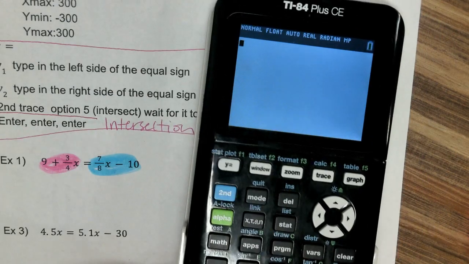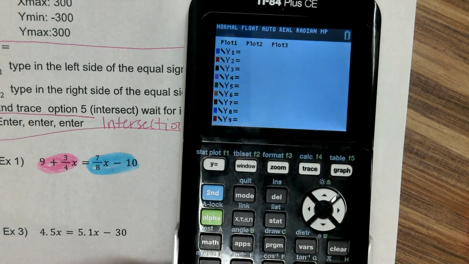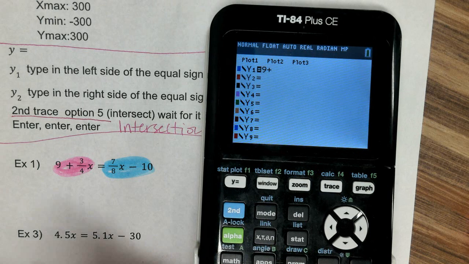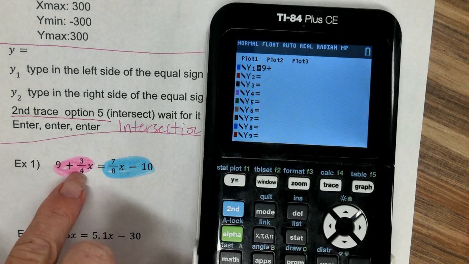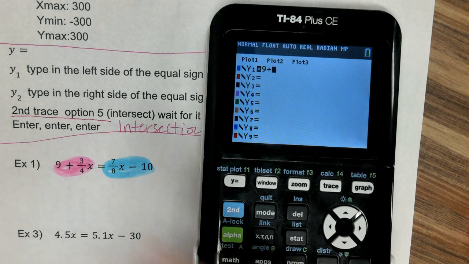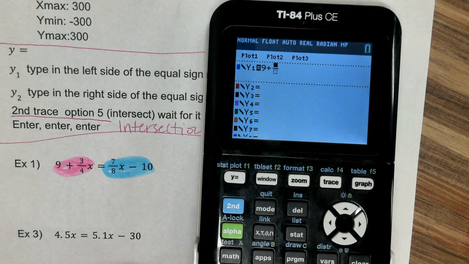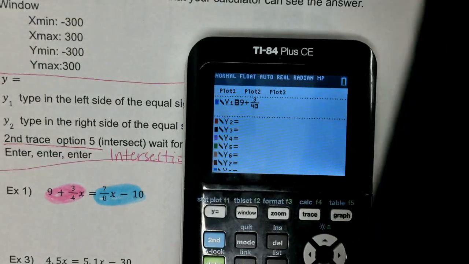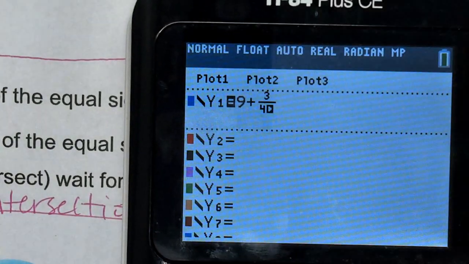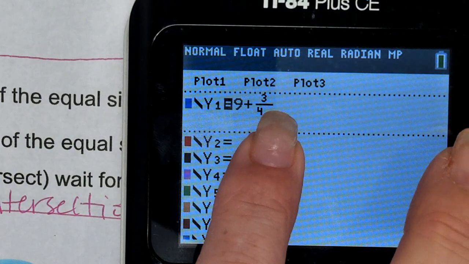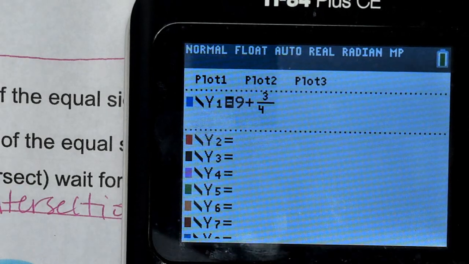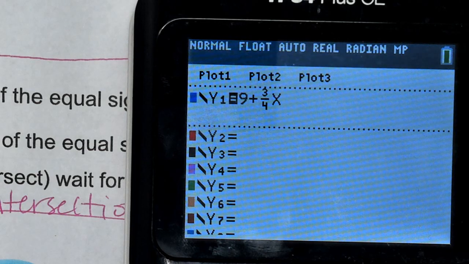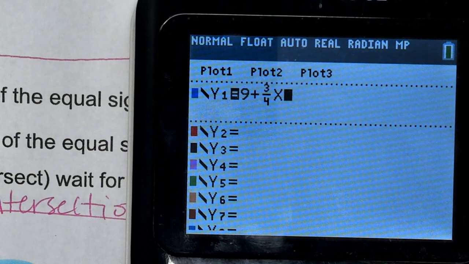All right, so here we go. I'm going to hit Y equals. I'm going to type in 9 plus. Now, how am I going to put in 3/4? Alpha y equals, option 1. So 3/4. Now, be careful. If y'all look at my screen, I'm going to zoom in real quick. Do you see that my cursor is still under the fraction? I must arrow out before I hit X. Any questions on that?